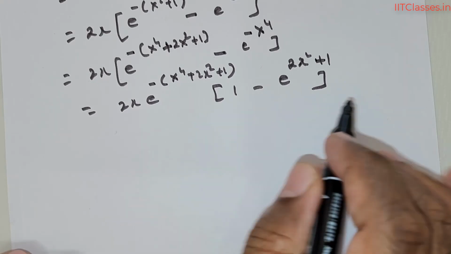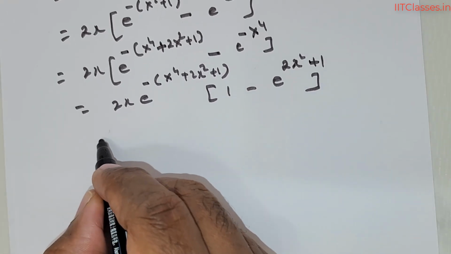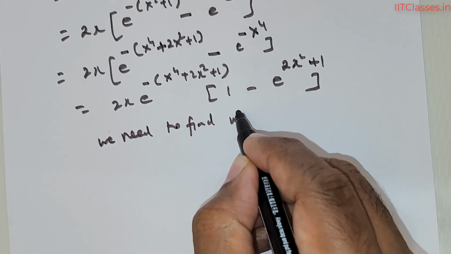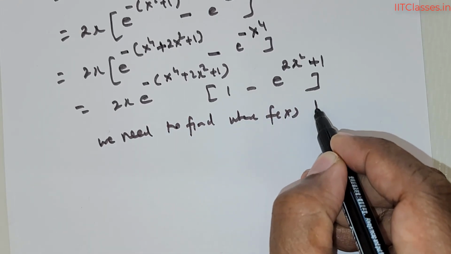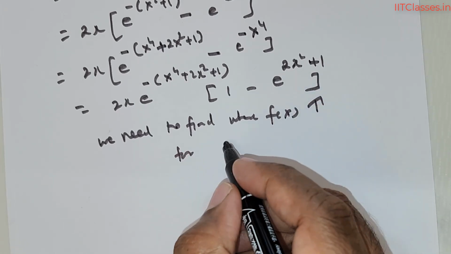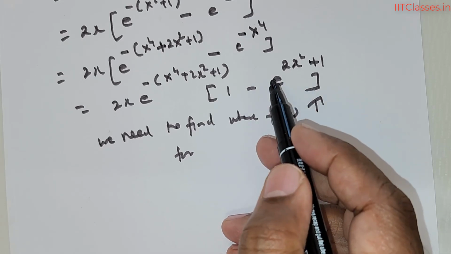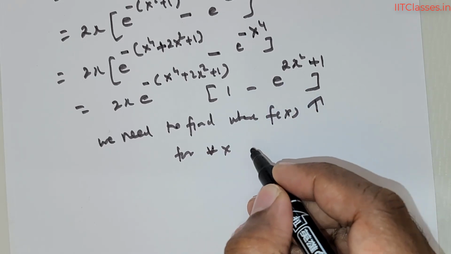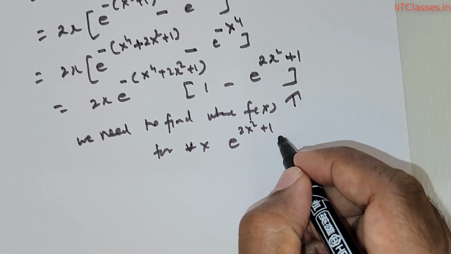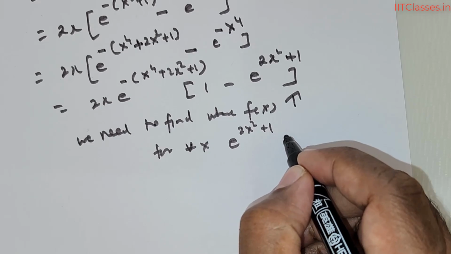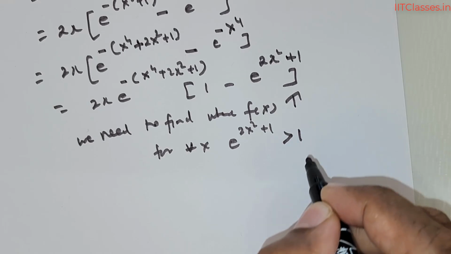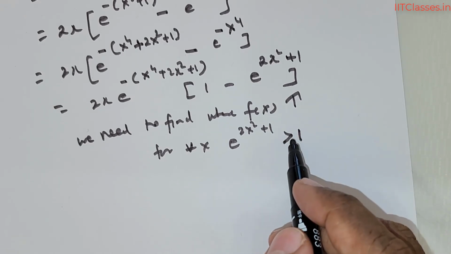Now the requirement. What is the requirement? We need to find where f of x is increasing. So clearly we see that for every x, e raised to the power of 2x squared plus 1 is always going to be greater than 1. That is a very important fact.